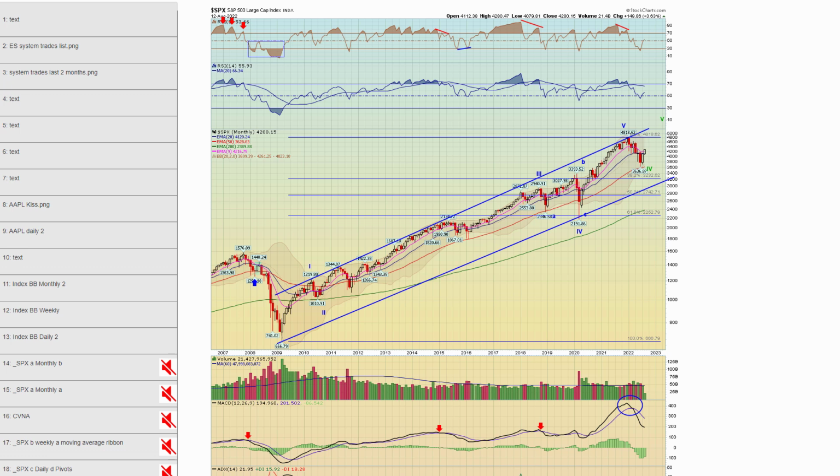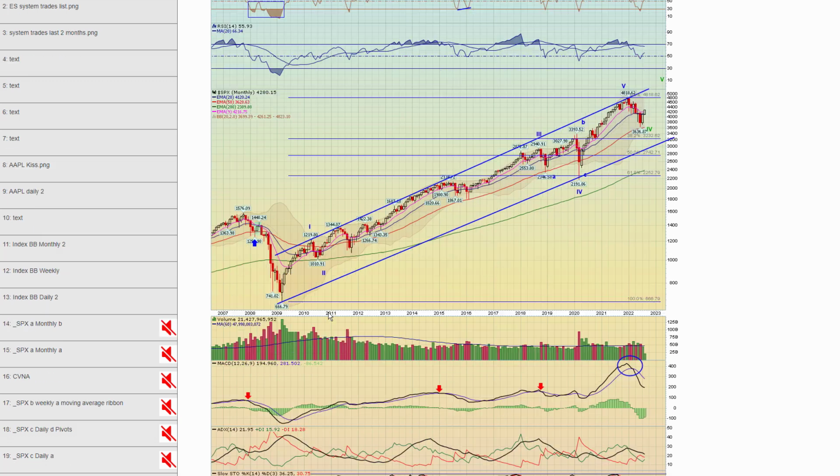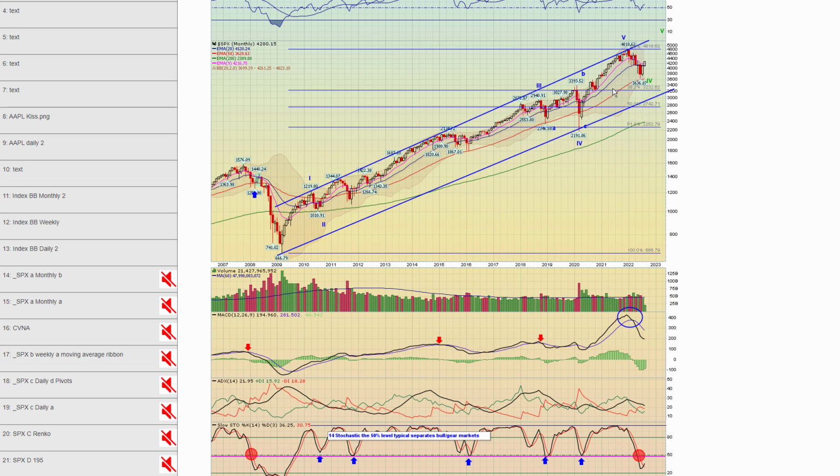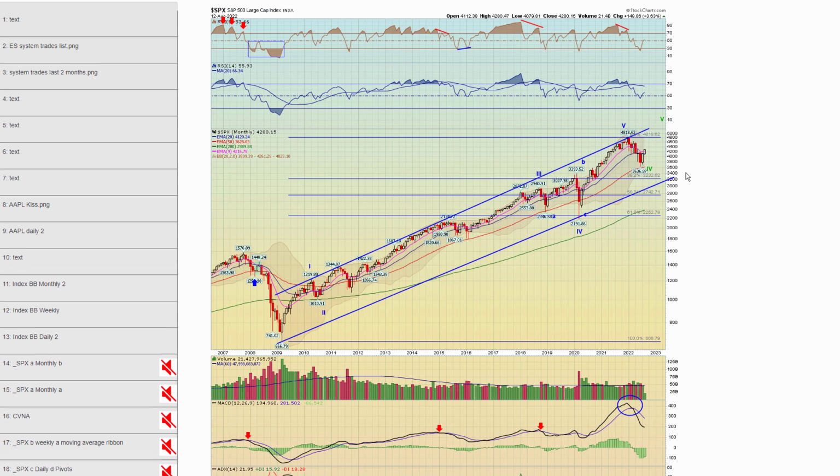So here's the monthly view of the S&P 500. Again, going back to 2007. So we had that bear market at that time, and then we had the super strong secular bull market from the 2009 lows in this channel. Okay, so the bearish view, guys, as we've been discussing, is that we had a wave 5 that was put in place in late December, which we have favored all year.